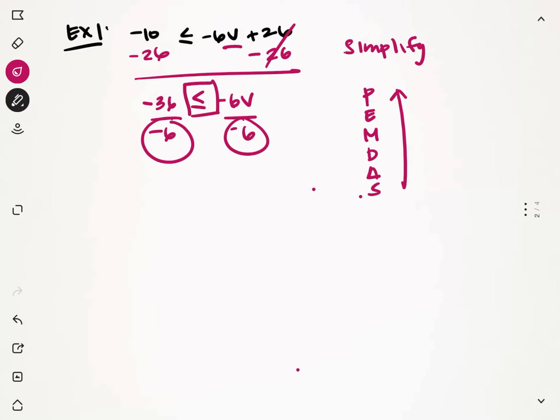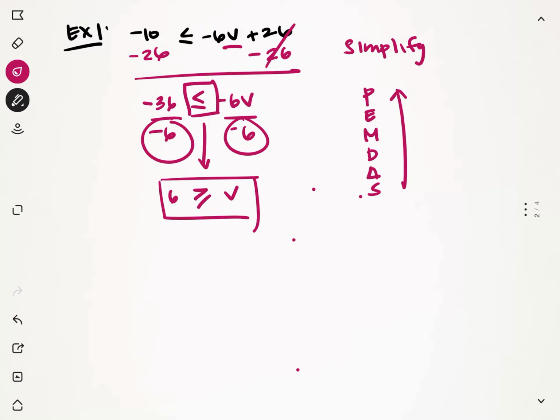Negative 36 divided by negative 6 is positive 6. Is now greater than or equal to, right? Because we flipped the sign. And then negative 6 divided by negative 6 is 1. So 6 is greater than or equal to v.